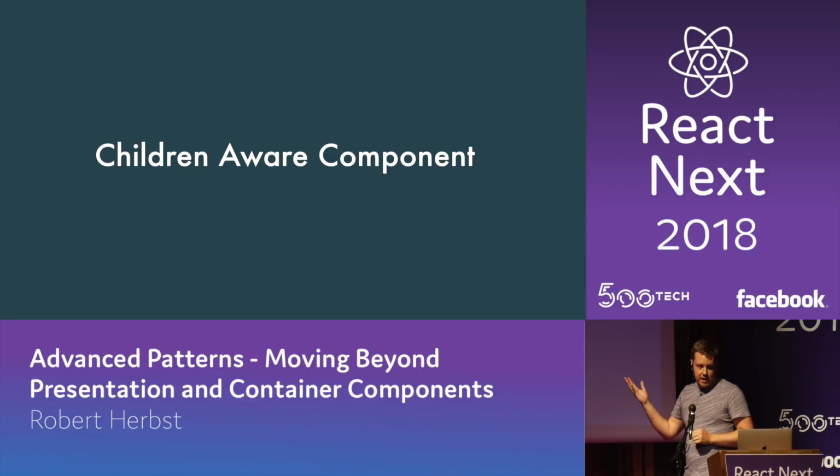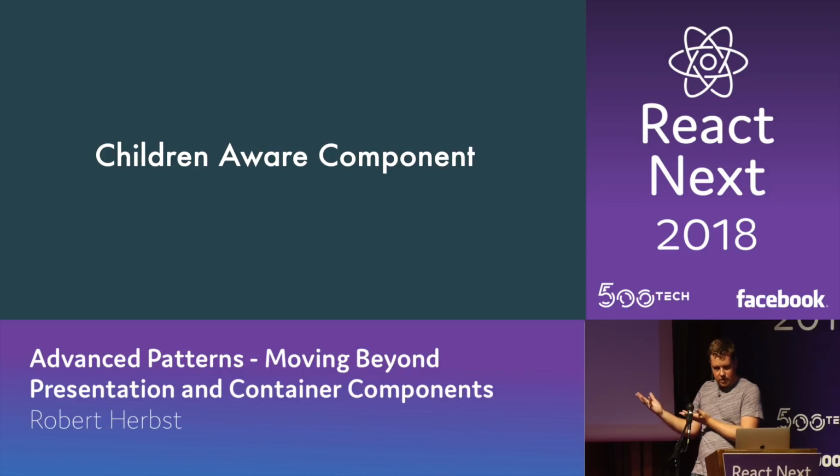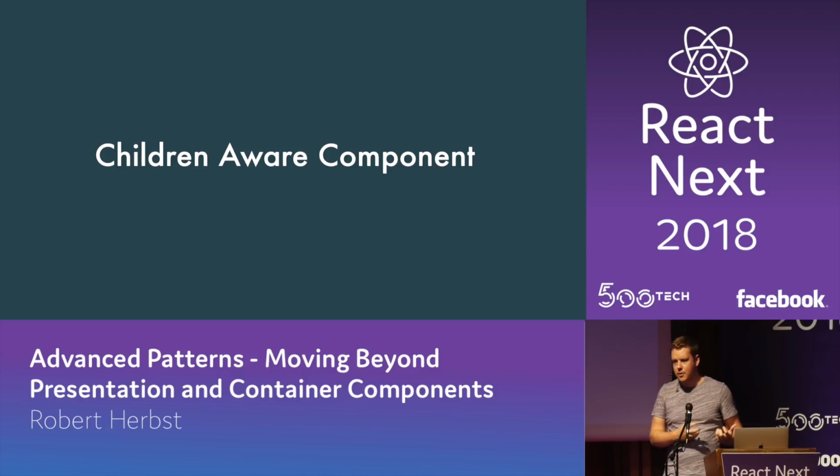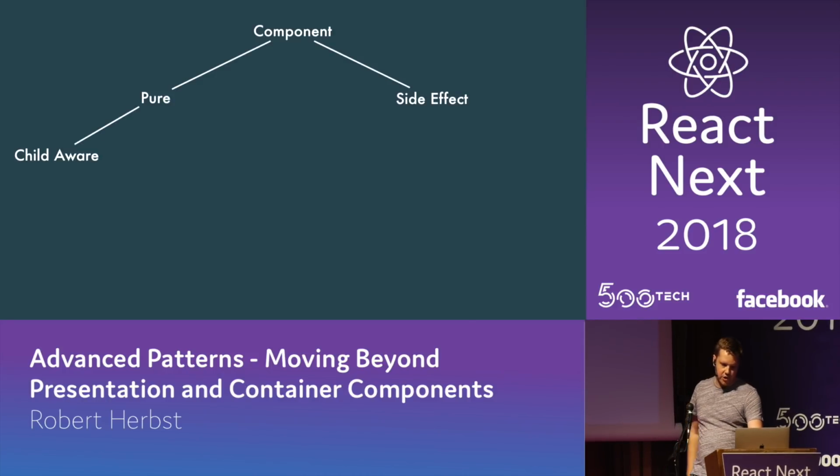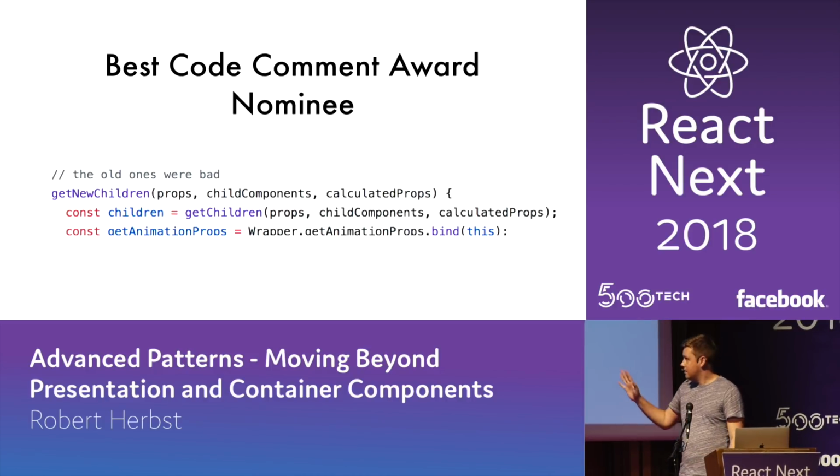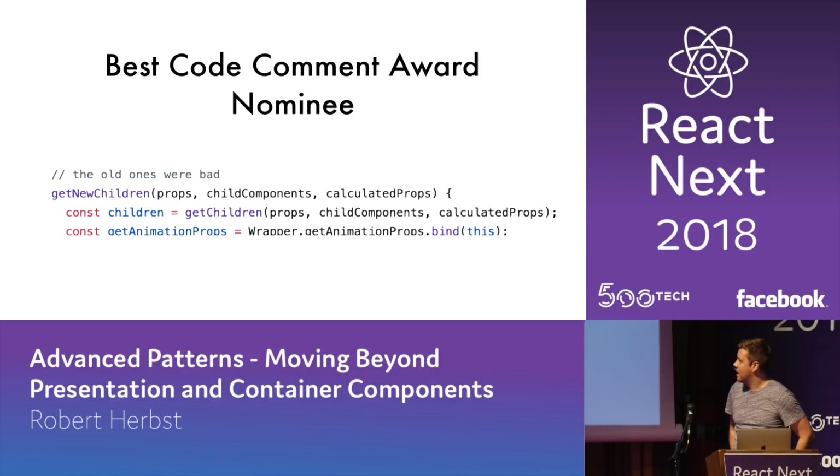And this will be the first pattern that we're going to add to our graph: child-aware components. Victory Chart is a good example of them, but I'm sure you'll come across other libraries that use this sort of pattern. So let's add it to the chart. We've got pure, and the first one we've looked at is child-aware component. I must just add, when reading through Victory Chart's code, I came across this comment, and I thought I should share it. You know, get new children, the old ones were bad. I think any parent would chuckle at reading that.